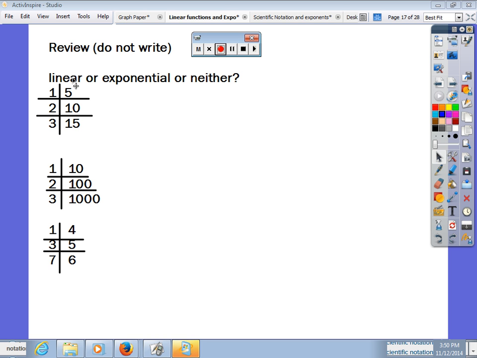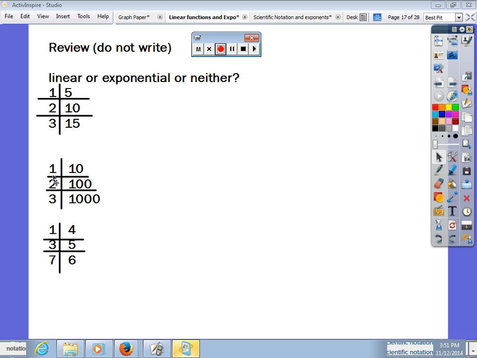It's going to be linear if our patterns add or subtract, which would be on the y-coordinates. It's going to be exponential if it multiplies or divides for the y-coordinates. And it's neither if it does some kind of combination of both. So for linear, once again, it always has to add or subtract. Exponential always has to multiply or divide. So if we look at our first example, you should be able to see it's always adding 5. So that means this table is linear.